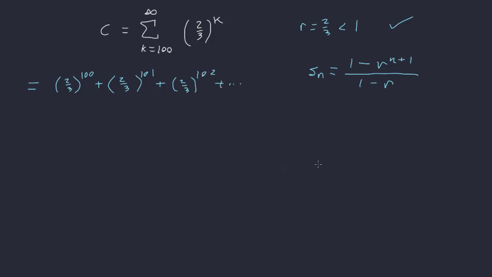Okay, so what we're missing is k equals 0 through k equals 99 from the main series, k going from 0 to infinity of 2/3 raised to the k.